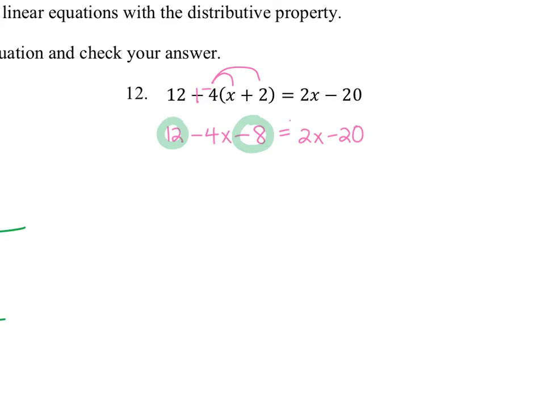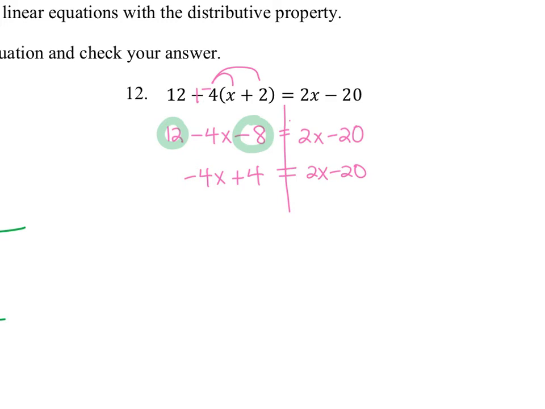So I'm going to put the line down just for our equal sign. So we can combine these 2 like terms. A positive 12 and a negative 8 combine to be a positive 4. And it doesn't really matter the order you put it in. I'm going to write it as negative 4x plus 4. But just be careful that you remember that this 4x is actually negative. So this simplifies to be negative 4x plus 4 equal to 2x minus 20.